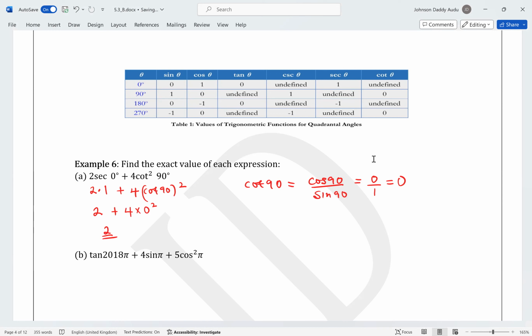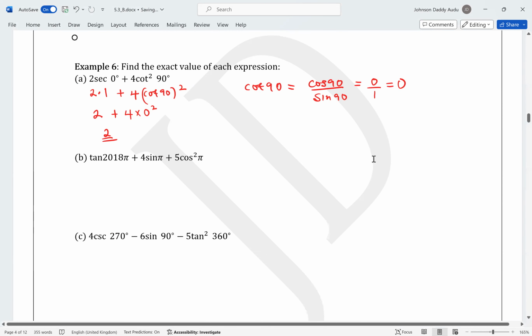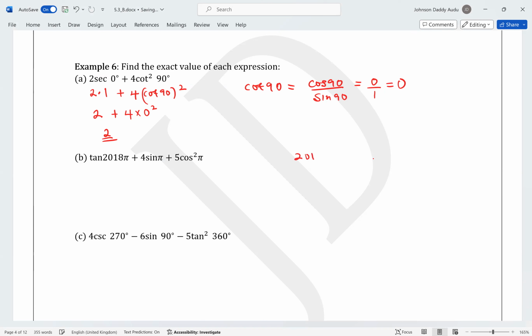Then for the second one, B, here this is 218 pi. We know what to do. We can look for the coterminal if you like. If you're looking at 218 pi, you know this is greater than 2 pi, right? So we can just get the coterminal of this. What will be the coterminal? We'll subtract k times 2 pi. That will be the coterminal. Now, which k can we use?